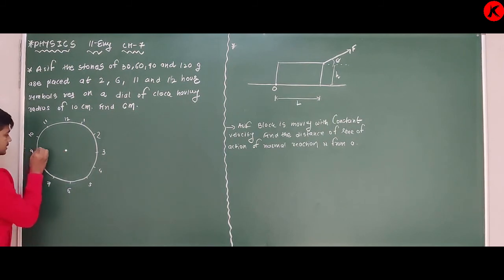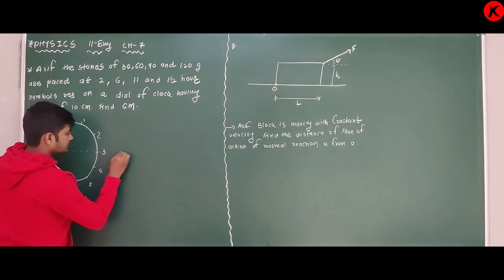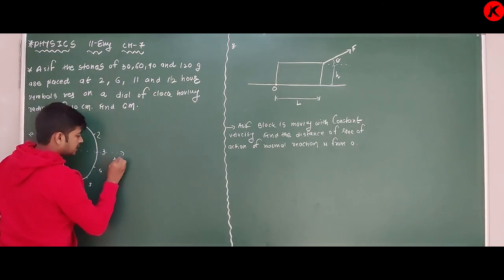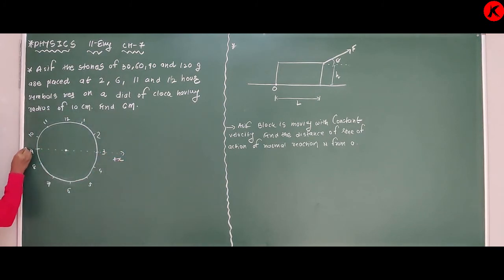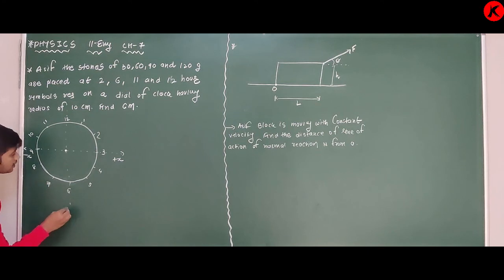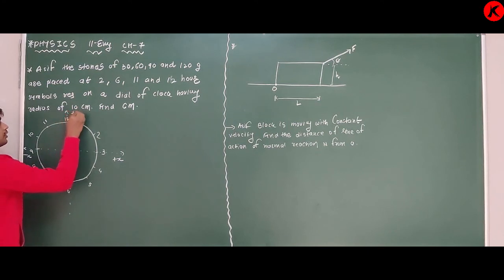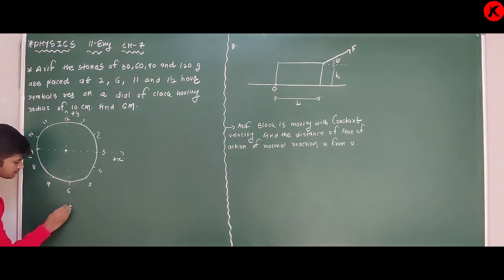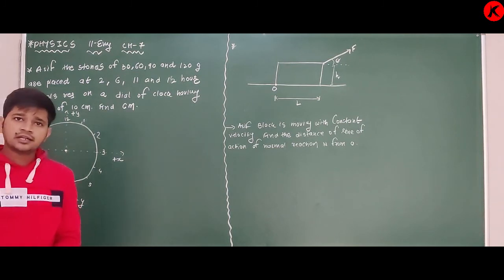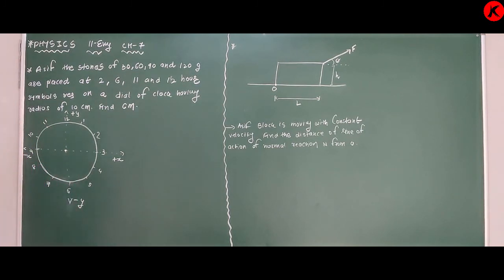Okay, so I can say it is positive x-axis, it is negative x-axis. Here it is positive y-axis, negative y-axis. Clear about this? So first of all, you have to define some frame of reference.